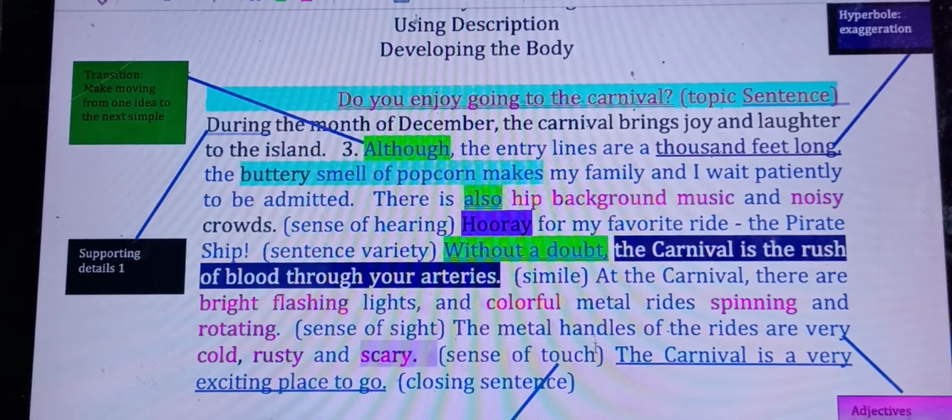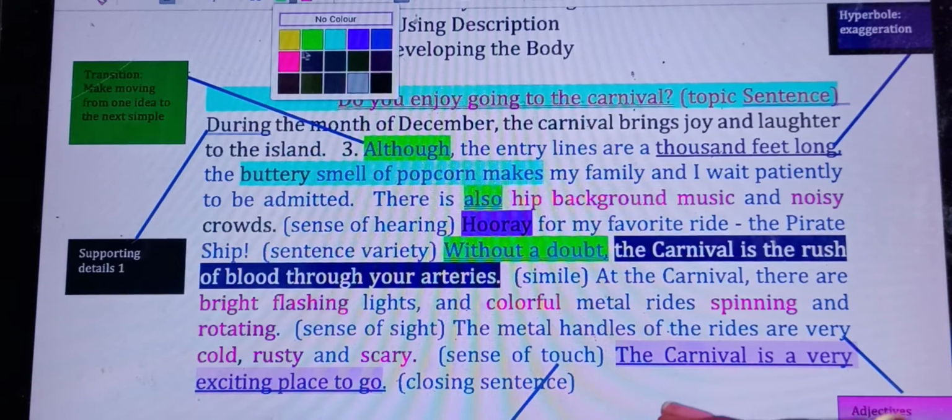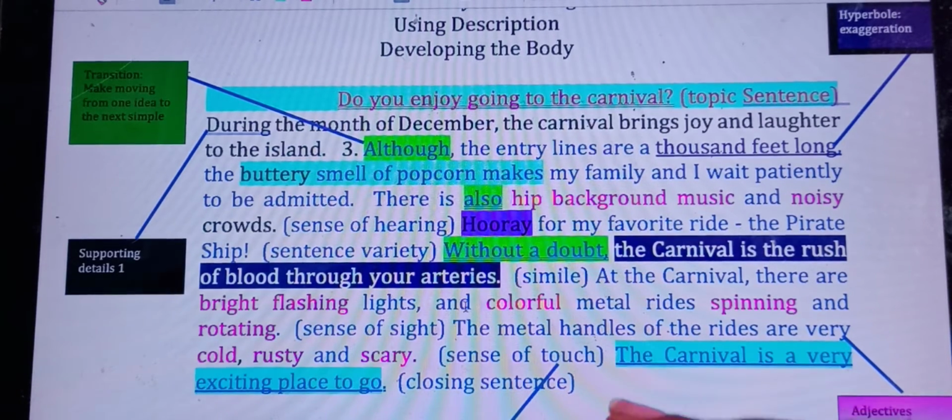And finally, he closes the paragraph by restating the main idea. So we have a closing sentence here. He does a fantastic job. He doesn't use the same words. He uses different words than he originally stated at the very first sentence.